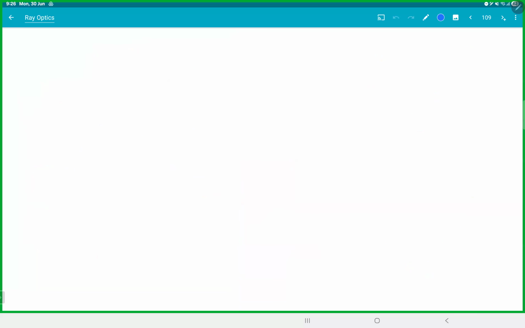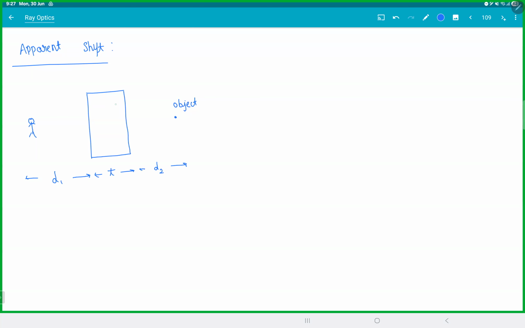Next thing, based on this apparent distance, we get a formula, apparent depth. So it's all based on the same thing, apparent shift. So let's say we have a slab here, we have an object here, we have the observer here. Let this distance be d1. Let this be t, let this be d2. Let this be mu, and this be mu m, this will be mu m.